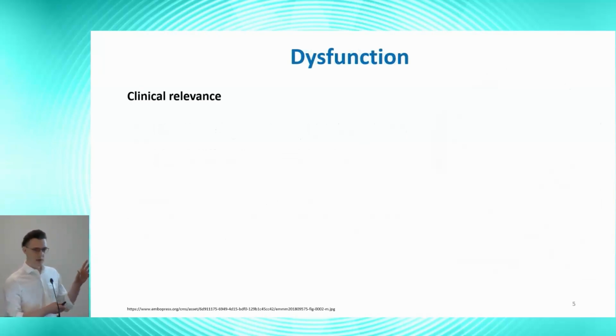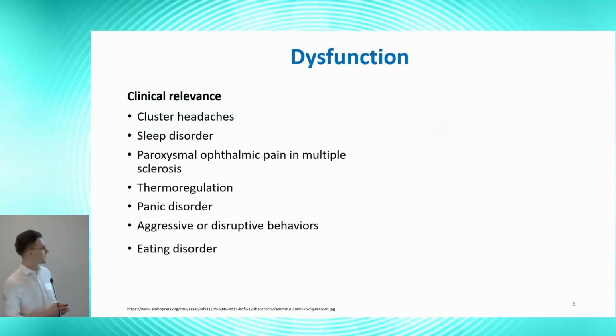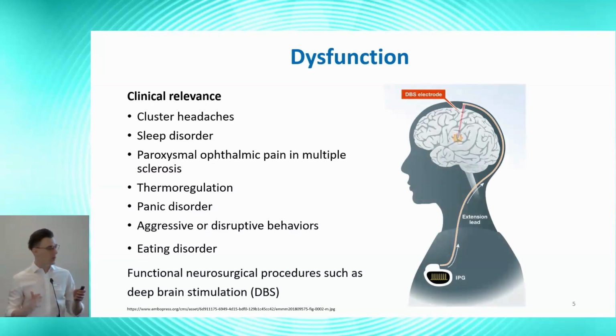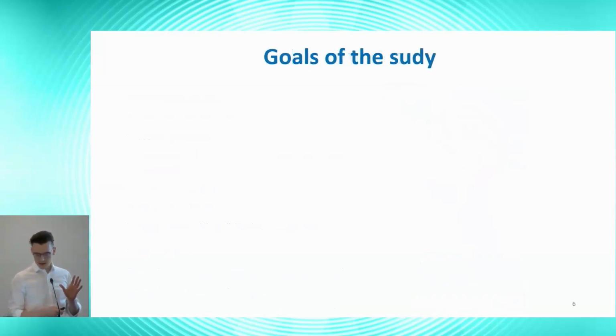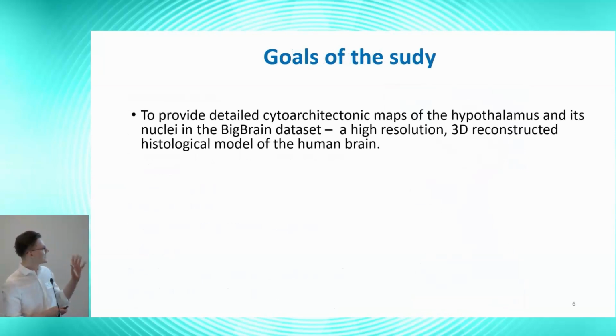Moreover, speaking of clinical relevance, there are a bunch of diseases which arise because of disturbances in the hypothalamus. The most relevant ones are cluster headache, sleep disorder, symptoms in multiple sclerosis, thermoregulation problems, panic disorder, aggressive behavior problems, and eating disorder. In recent publications, there were studies applying deep brain stimulation to deal with severe cases of specifically cluster headaches and eating disorder. And as we know, the success of the procedure is highly dependent on the precision of localization of the electrodes in the brain.